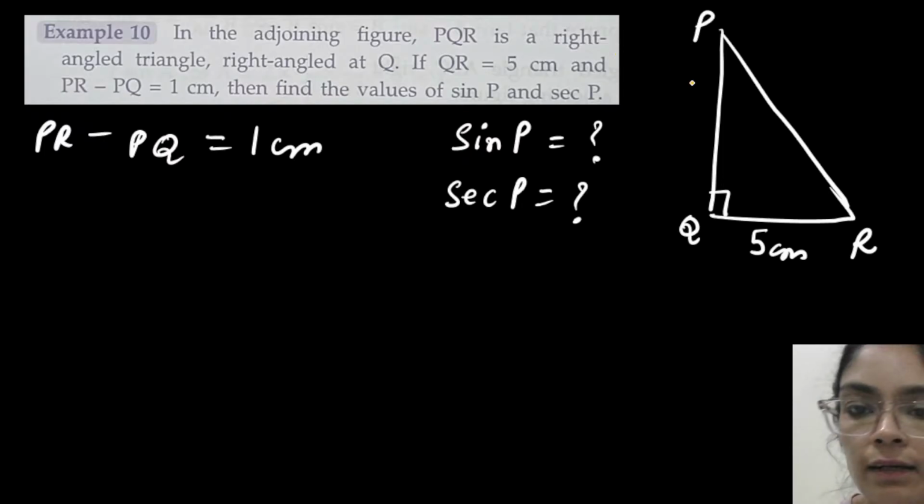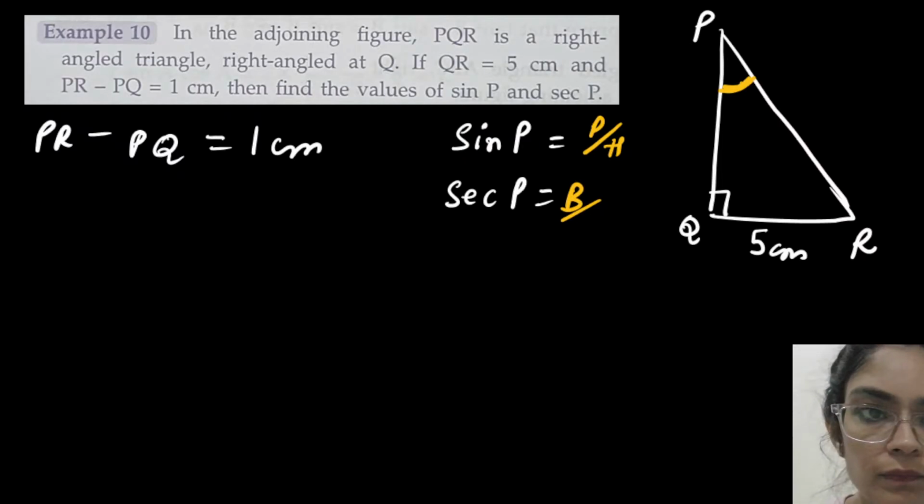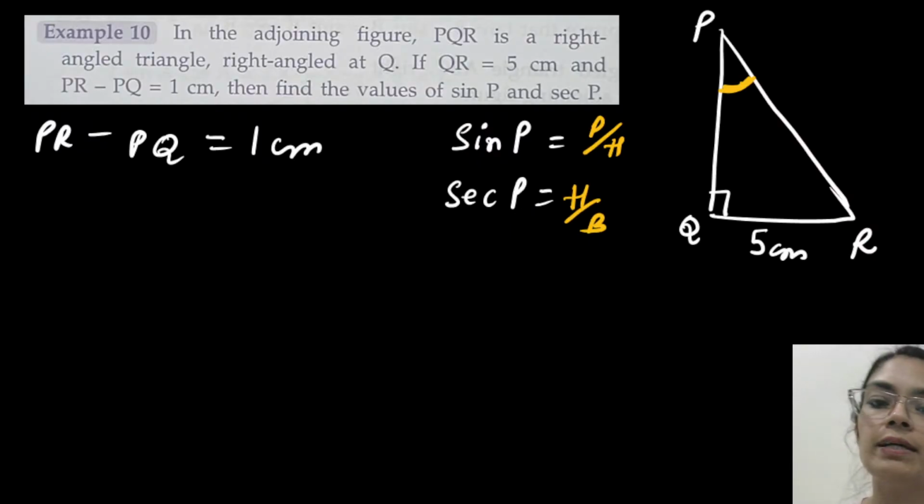So here we have angle P. That means basically we need the three sides of the triangle, because the formula of sine is perpendicular by hypotenuse and the formula of secant is hypotenuse by base. So that means we need the hypotenuse. So all three sides we need here. So how can we do this question? We know only one side of the triangle.